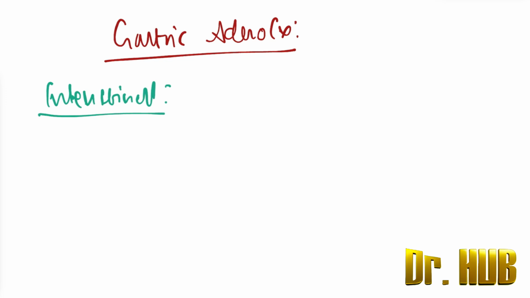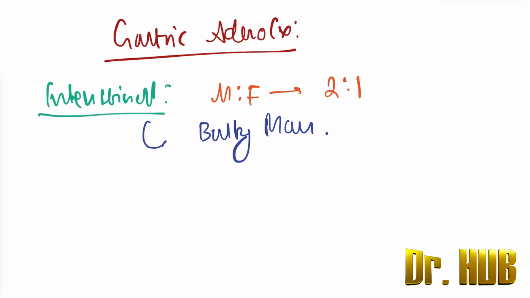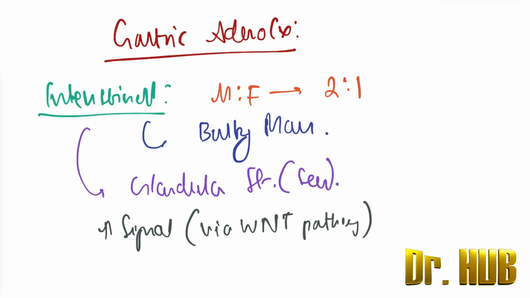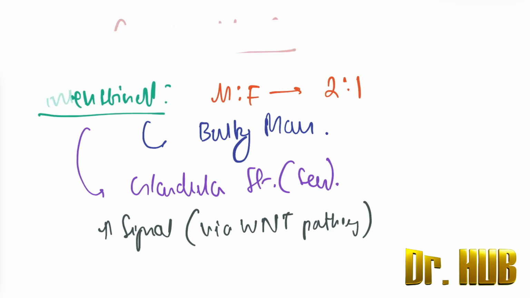Under intestinal, the male to female ratio is about 2:1, and this intestinal type has a bulky mass. Bulky mass is present, and there is also the presence of glandular structures. Next, there is increased signaling via the WNT pathway.